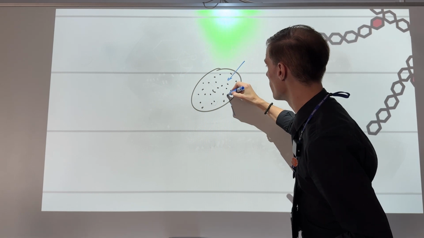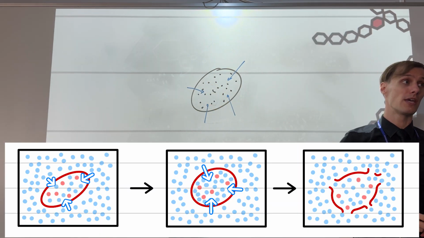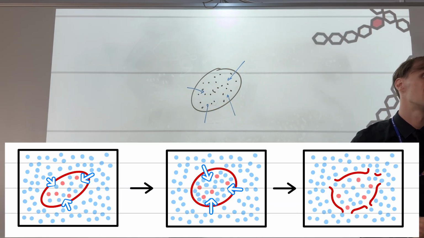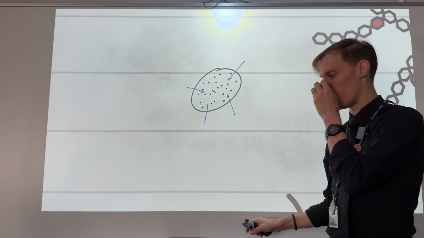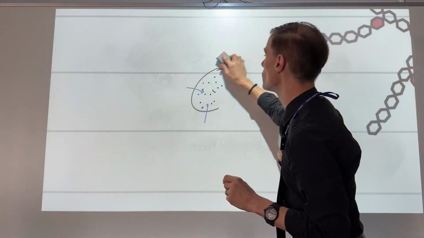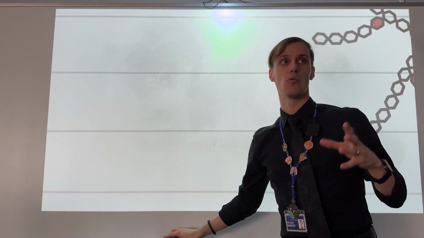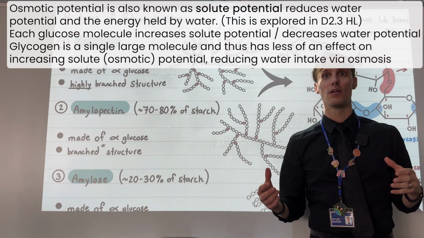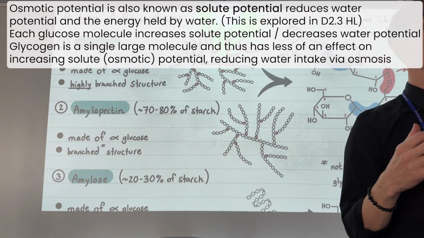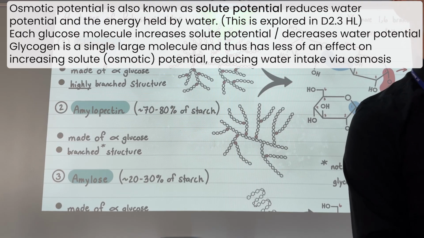Water will flow in, it will become turgid, but we don't have cell walls. So what's going to happen to us? It'll lyse, it'll burst open. So the problem is that if we continually store glucose within, it will actually contribute to osmotic potential, meaning that it's going to take on a bunch of water. That is not very efficient.